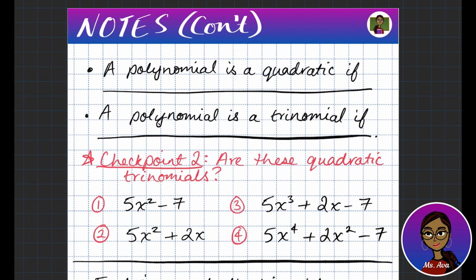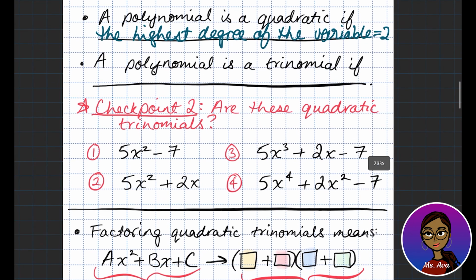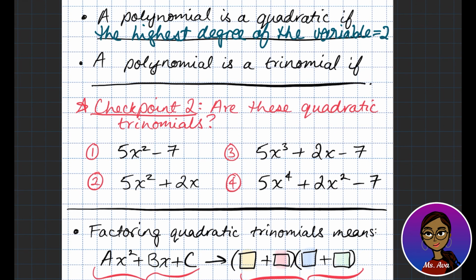So a polynomial is quadratic if the highest degree of the variable is a 2. So let me write that down. The highest degree of the variable is 2. Oh, I'm going to run out of space. I'll just write it like this, equals 2. Okay, so that's how you know that it is a quadratic.